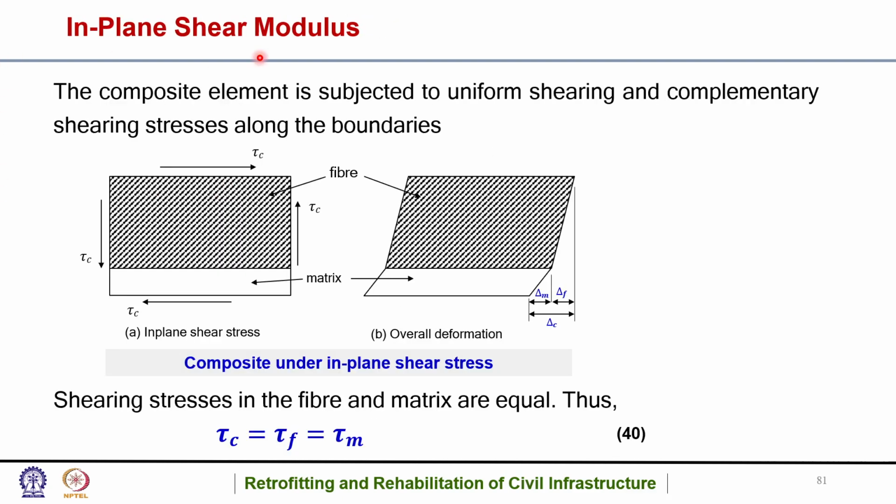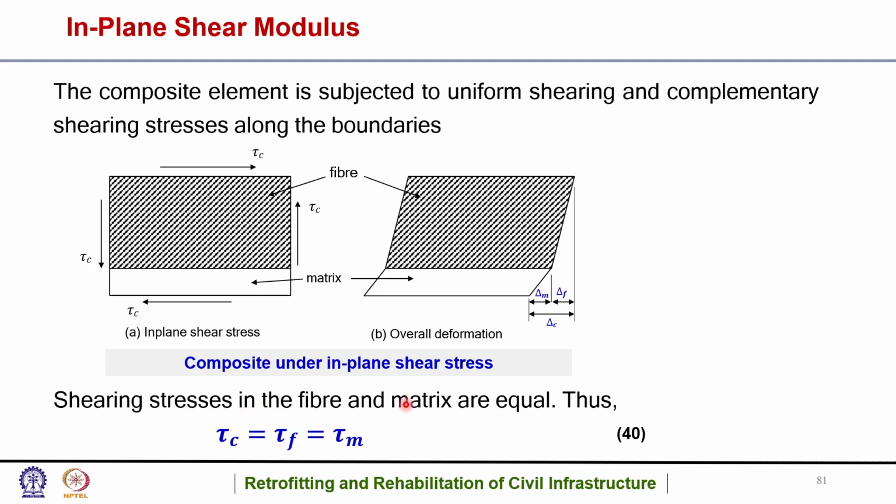Now let us see the in-plane shear modulus. The composite element is subjected to uniform shearing, that is sliding, and complementary shearing stresses along the boundaries. So this is tau c, tau c. This is the matrix. This is the fiber. So this is the overall deformation, and this is the in-plane shear stress acting. So this is a composite under in-plane shear stress.